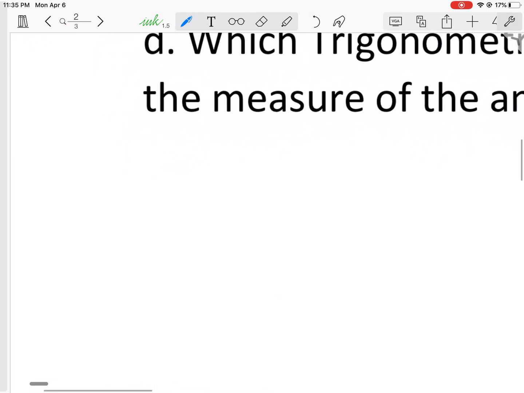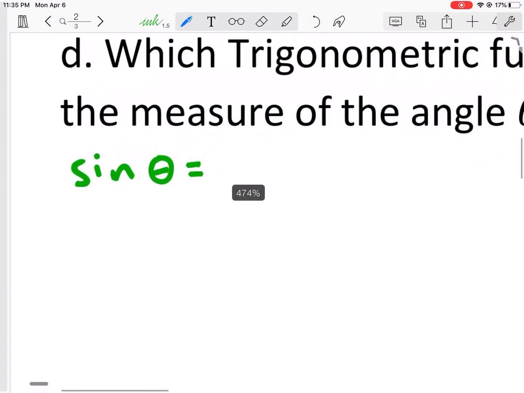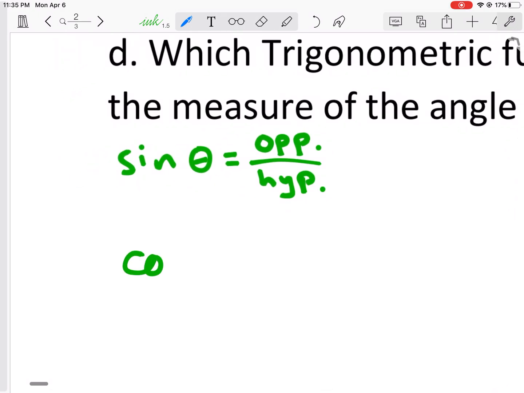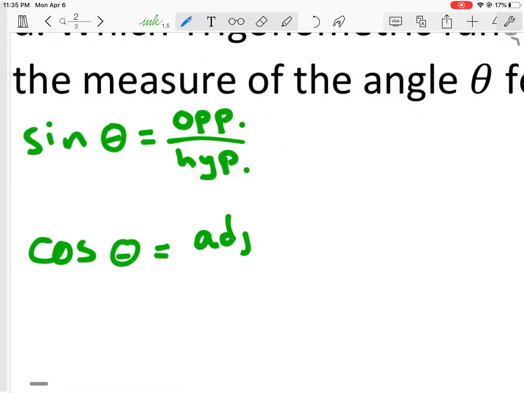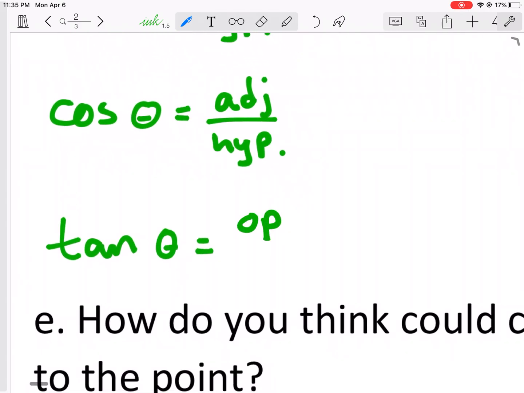Let's think back to our trig functions. Sine theta, its ratio is the opposite side divided by the hypotenuse. Cosine theta is equal to the adjacent side from that angle theta divided by the hypotenuse. And tangent theta is equal to the opposite side divided by the adjacent side.